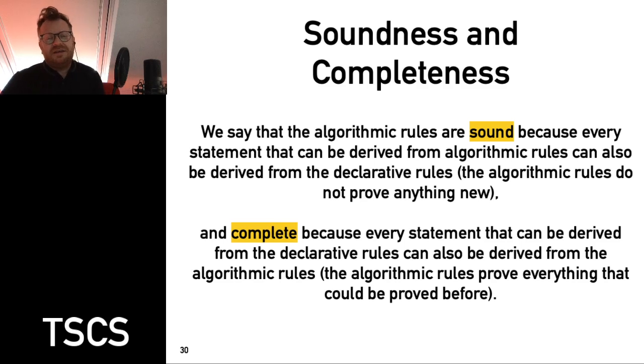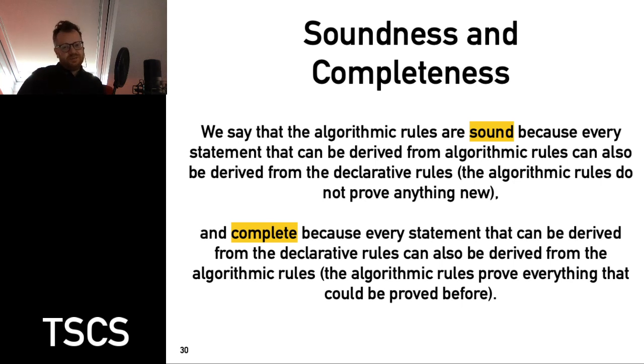So we say that we need to show soundness and completeness. Soundness and completeness tell us that these two rule sets are equivalent to each other. And we say that algorithmic rules are sound because every statement that can be derived from algorithmic rules can also be derived from declarative rules. That means, in other terms, the algorithmic rules do not prove anything new. That's soundness. And then the other direction is called completeness.